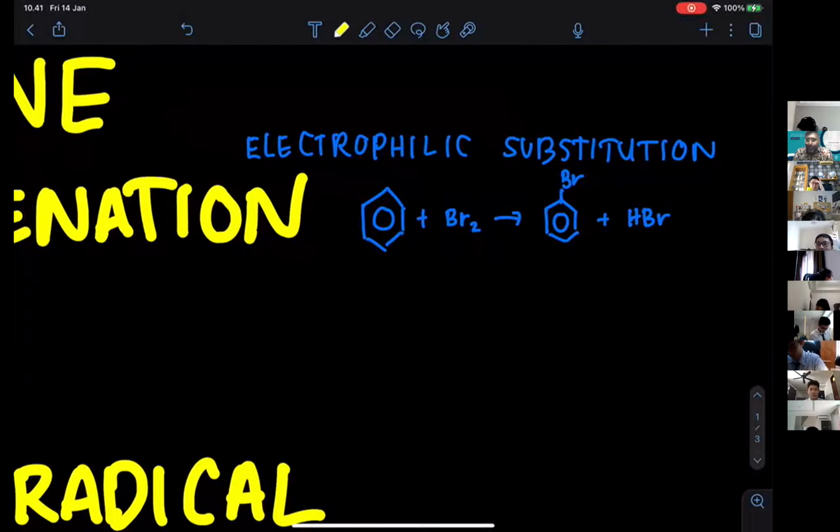This is going to be the equation for the electrophilic substitution. It is very important that you know that this reaction is going to use the catalyst, which is going to be anhydrous AlBr3. This is the change that I introduced to you yesterday. No need to use the FeBr3. So anhydrous AlBr3, we are going to use this.